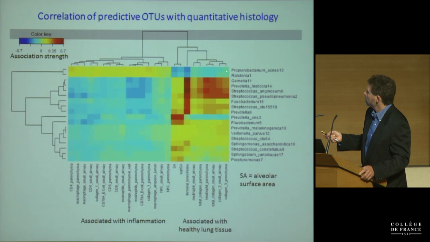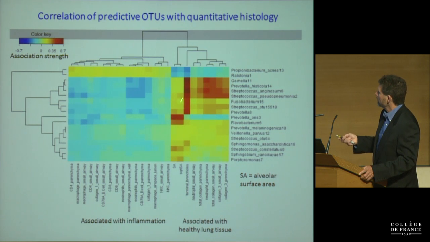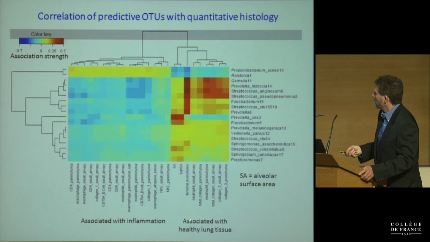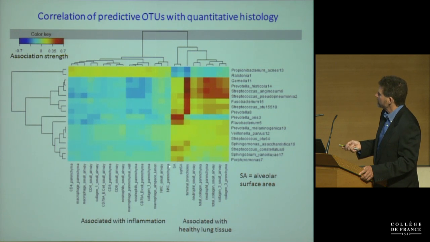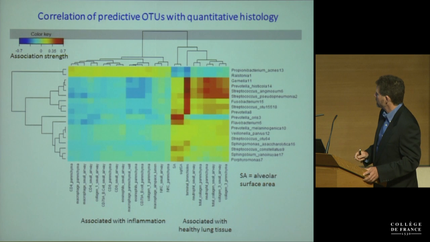Two of the OTUs, Propionibacterium and Ralstonia, are very clearly correlated with the inflammation readouts. On the other hand, a larger number of the predictive OTUs are correlated with measures of healthy lung tissue, such as alveolar surface area. And I think further, it's interesting to note that the patterns among these differ quite a bit. This suggests to me that these individual populations may have different niches within the lung. They're not just uniformly associated with the various measurements.